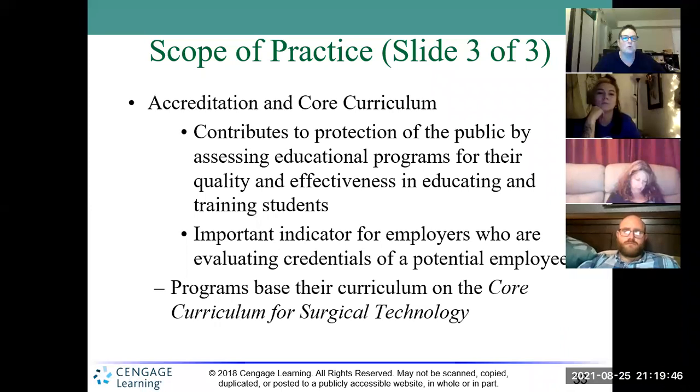And then also, one thing that's really important about the core curriculum for sure is protecting the public, because that makes sure that the educational programs are providing personnel that has the quality education that is required for that competency level. I will say at this point, we are not an accredited school, but we're accepted by the state is all I remember, because they come in and they do all of their examinations and stuff. And the programs are based on that core curriculum for surgical technology.